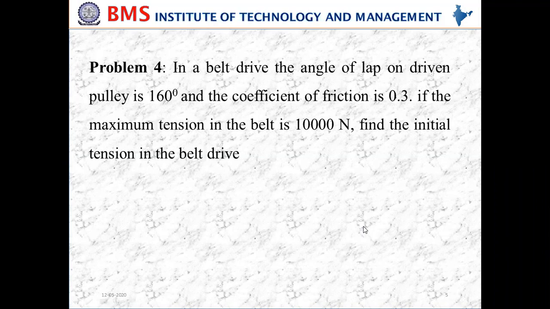Once you find out the T2, then use the initial tension equation. What is the initial tension in the belt drive? It is given as T naught is equal to T1 plus T2 divided by 2. So substitute the T1 value and the T2 value and get the T naught value. So that is a problem which you are going to do.